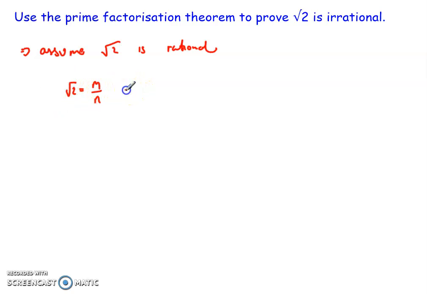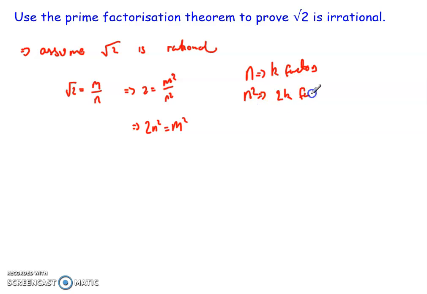Now if I was to square both sides here, what I'd end up with is 2 equals m squared over n squared. So I could then rewrite it as 2 times n squared equals m squared. Now, think about what we talked about previously. If n has k factors, then n squared has 2k factors. So what that means is on this side, I've got 2 times 2k factors.